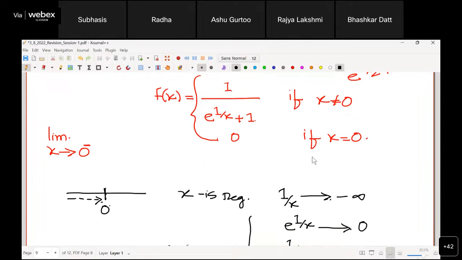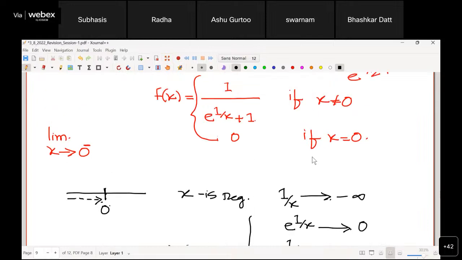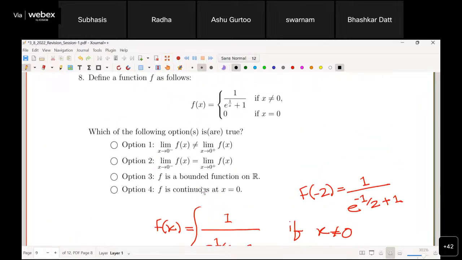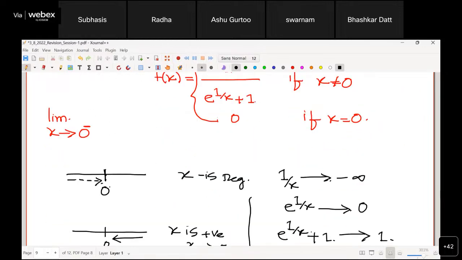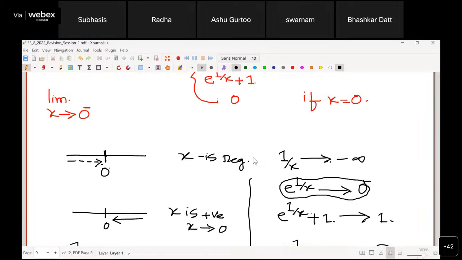Sorry, sir, to interrupt you. When x tends to 0, e power 1 by x is what, sir, actually? Yes, that is what we are trying to find, right? Because as you can see, when x is going towards 0 from the left hand side, e power 1 by x is basically going towards 0, right? And 1 by x is what, sir, when x tends to 0?